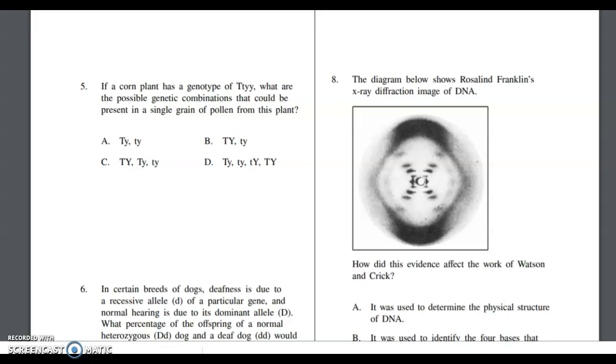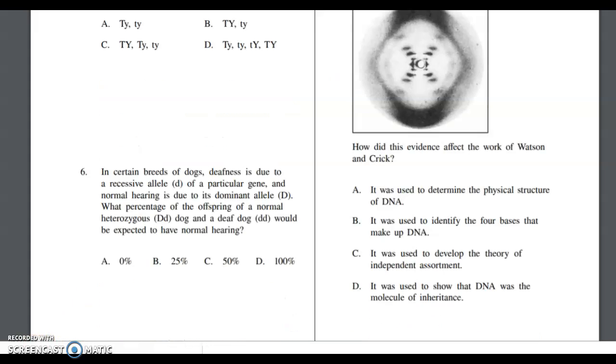Number 8 says the diagram below shows Rosalind Franklin's X-ray diffraction image of DNA. So that's what it would look like under an X-ray diffraction. How did this evidence first affect the work of Watson and Crick? Well, if you remember, Watson and Crick were best known for being the first to describe the double helix structure of the DNA molecule. So, A said it was used to determine the physical structure of DNA. That sounds like a really good answer right there, so we're going to hold that one in our head.